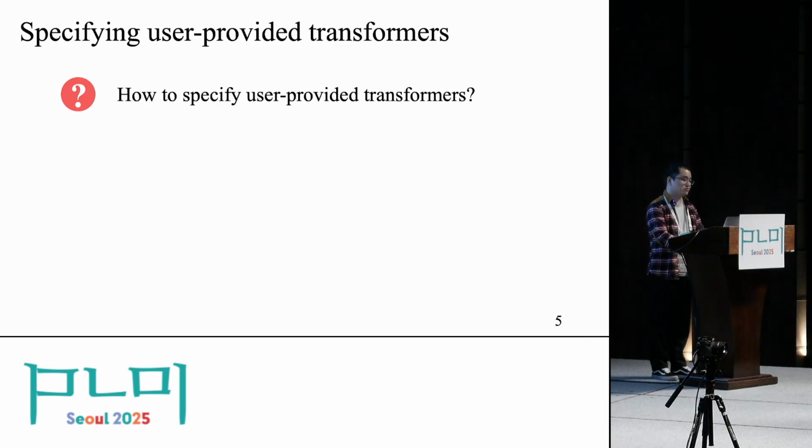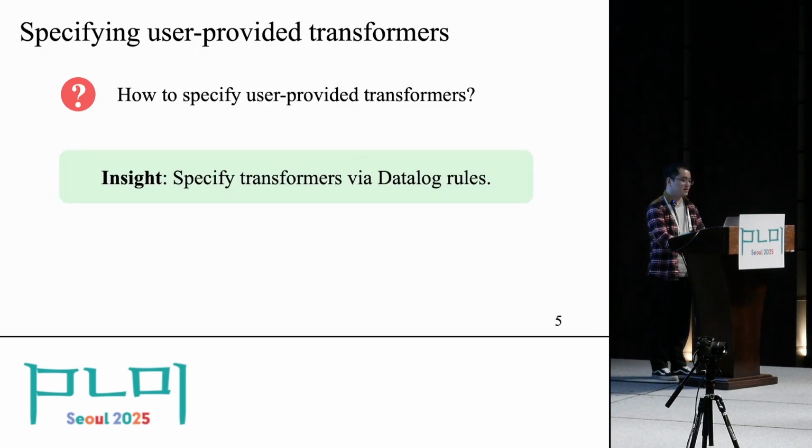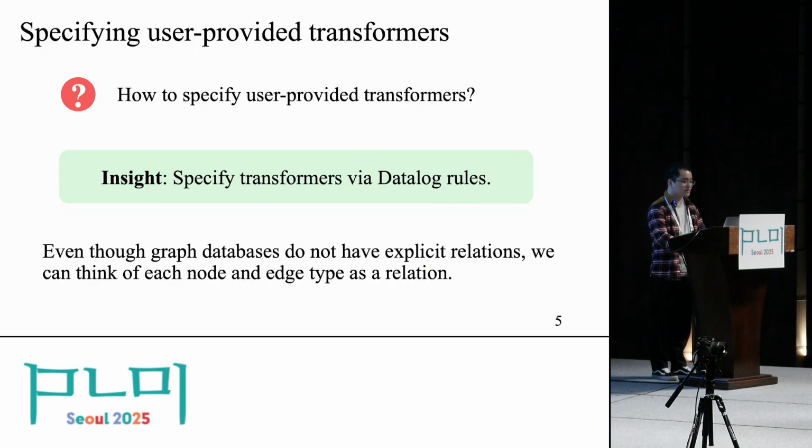Using a user-provided transformer as specification sounds good, but how do we specify these transformers? The insight is that we can naturally specify transformers via Datalog rules. Even though graph databases don't have explicit relations, we can think of each node and edge type as a relation.